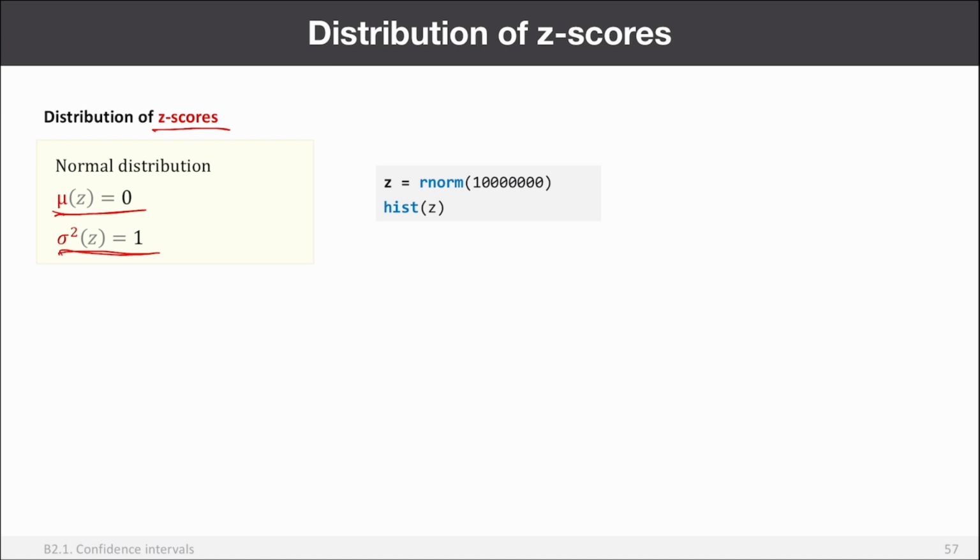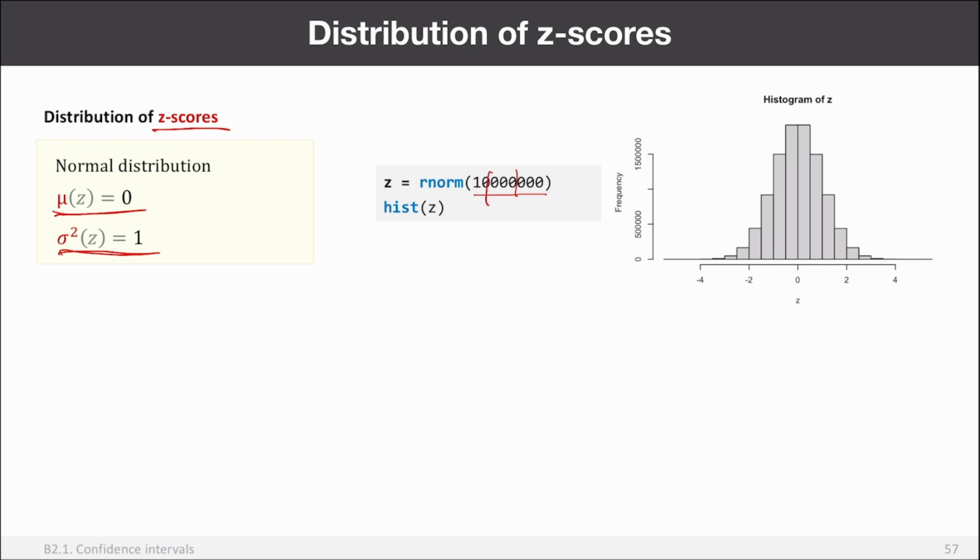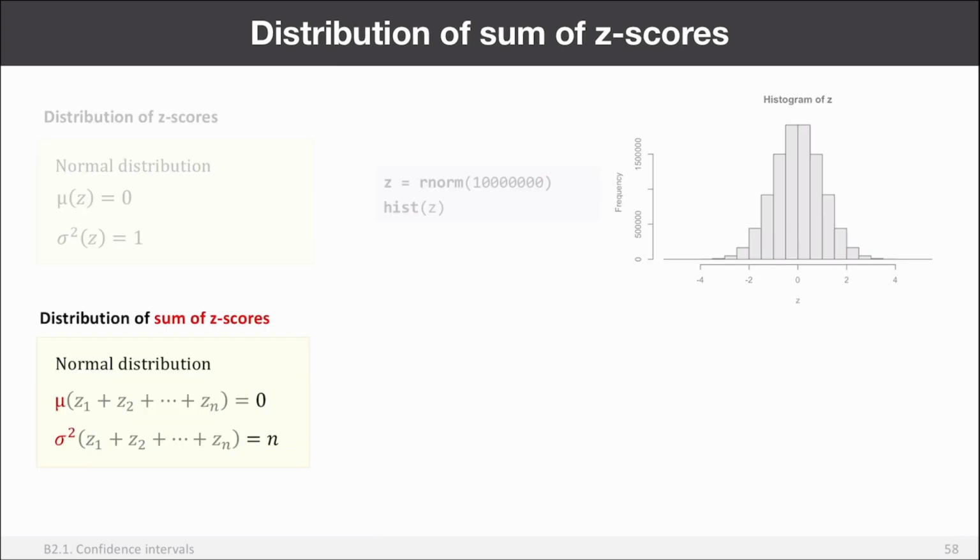You remember we can test it by, for example, using computer simulations. In this case, you can see I take a lot of z-scores. I have 10 million z-scores randomly taken from the population. And if I make a histogram, you can see that indeed the average is 0. And then you can see that most of the values, 95.5% of the values, are within plus minus 2 standard deviations, okay?